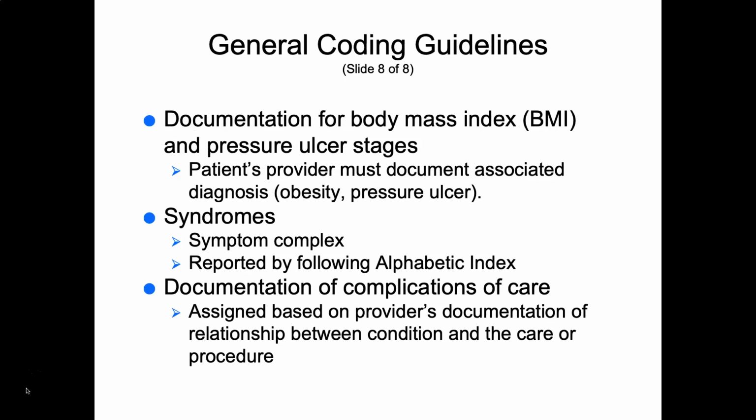Sometimes you need to document body mass index or BMI or pressure ulcer stages. As long as that is documented in the record, you can code it. It doesn't always need to be a physician. Sometimes it can be a dietitian. Sometimes it can be a nurse. Those types of things. Syndromes, you'll have to look and see what the book says about those as you code those. If there's complications of care, you need to make sure that based on what's documented in the record, that's what you code.